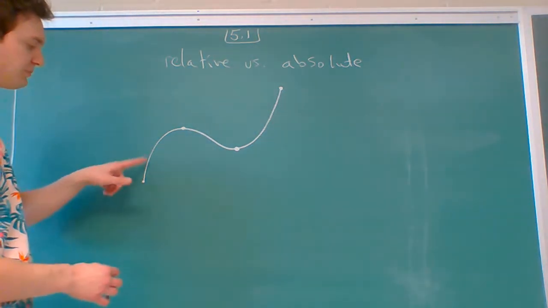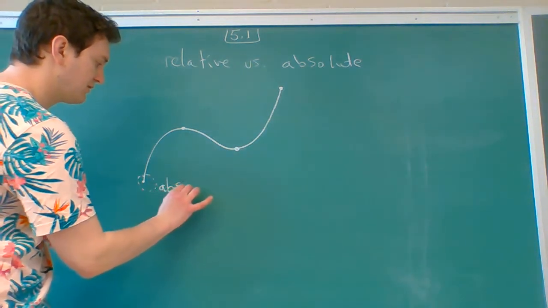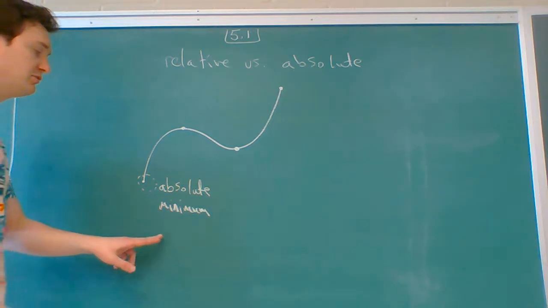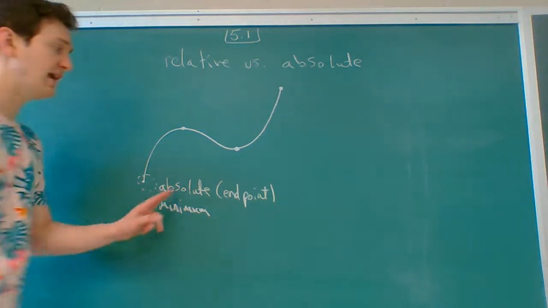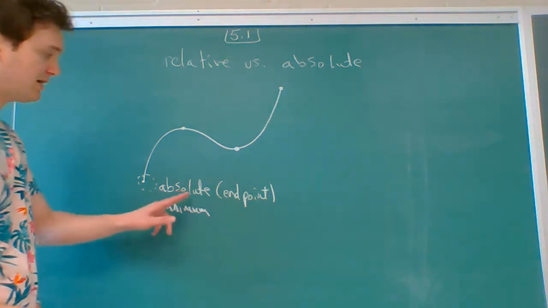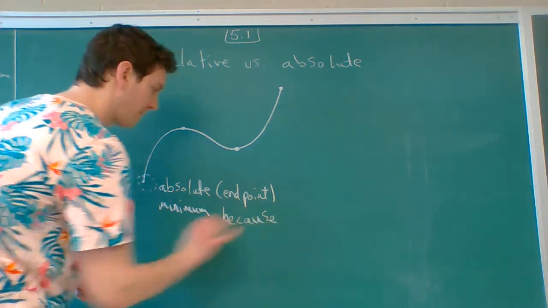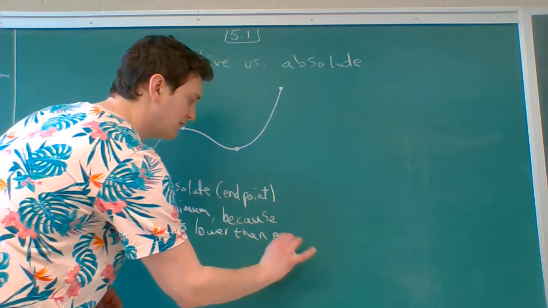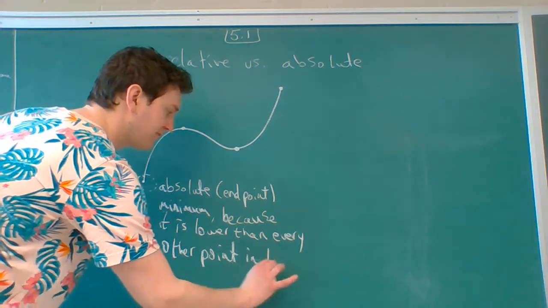So first of all, this point here, we would call an absolute minimum. We could even call it an absolute endpoint minimum, because it's at an endpoint. Why is it an absolute endpoint minimum? It's absolute because it is lower than every other point in the graph.